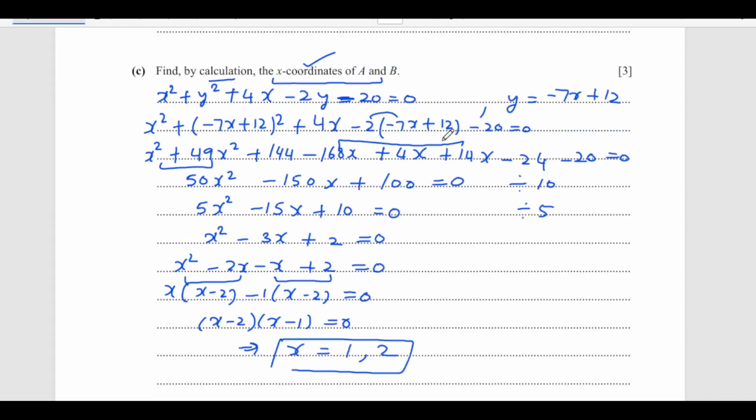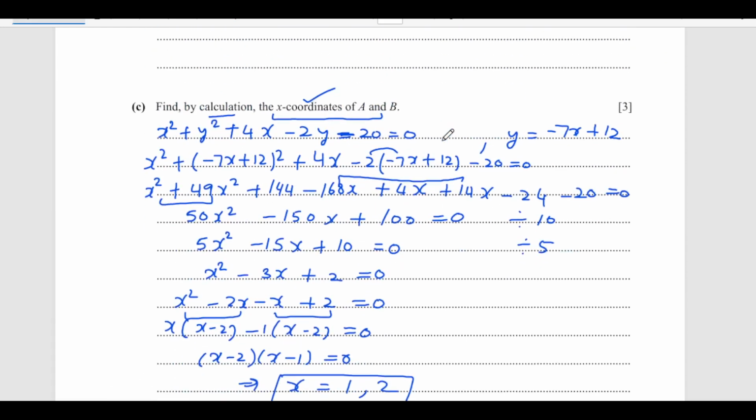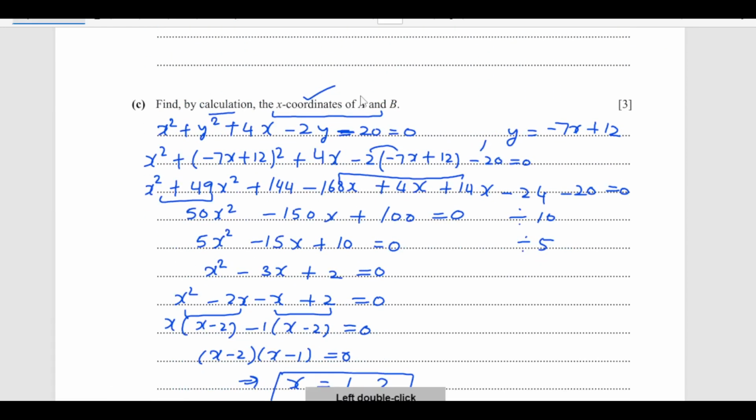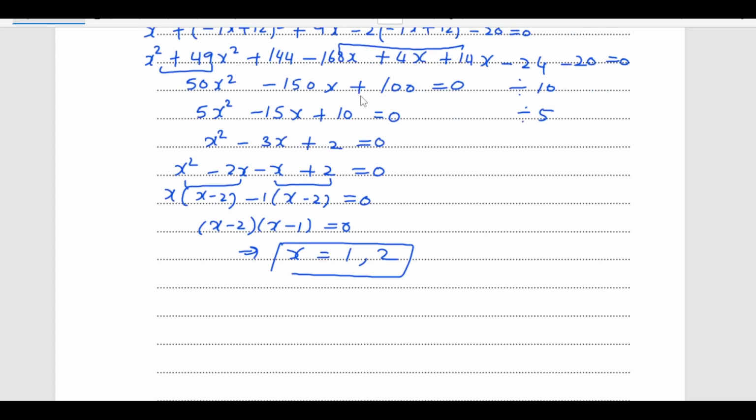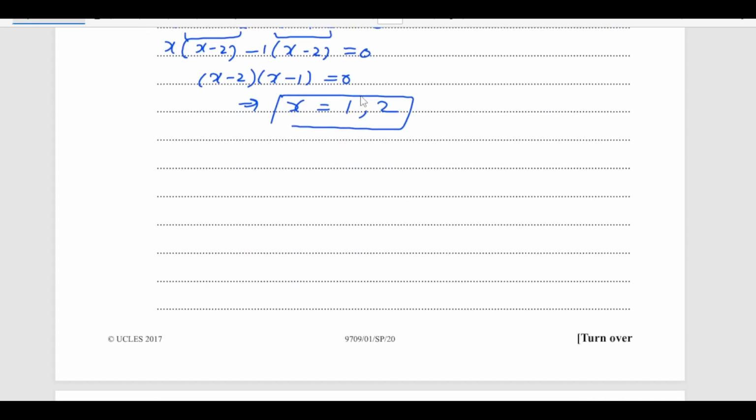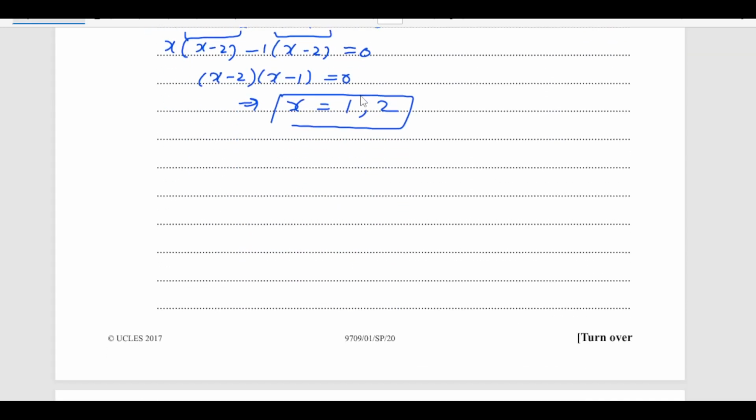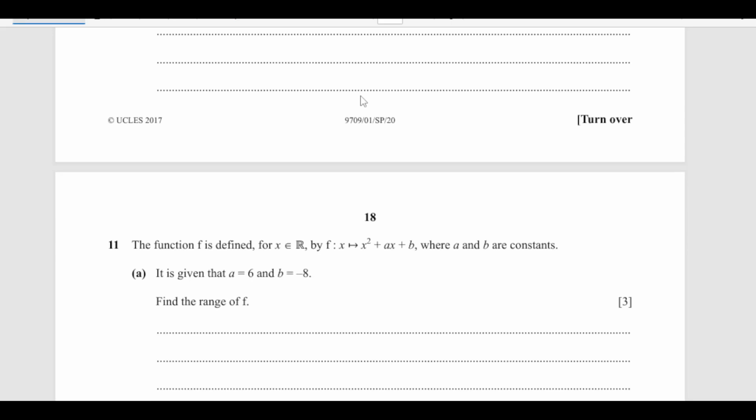Okay. So, if they ask you for points A and B, then you can substitute the value of x in this equation, then we can get the value of y, and we will get the coordinates of points A and B, right. Now, let us move to the next one.